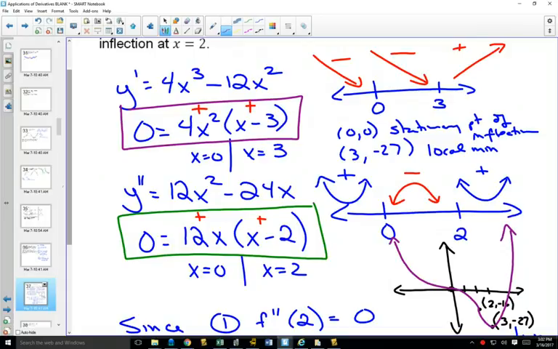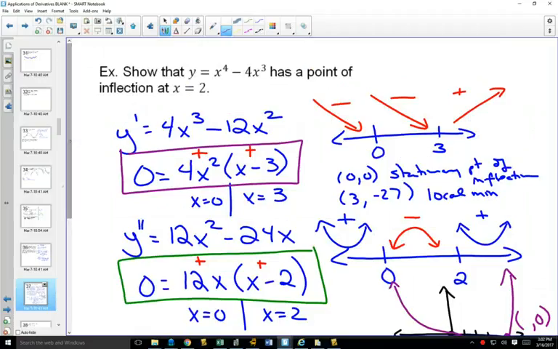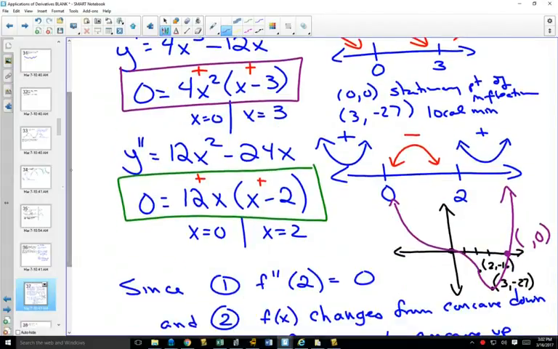The only other point that you would end up labeling on here would probably be this one. Where's that point going to be? Something comma 0. Well, that's an x-intercept. How do I find an x-intercept? Set my original equation equal to 0. If you factor out an x cubed, you'd have 4 comma 0.